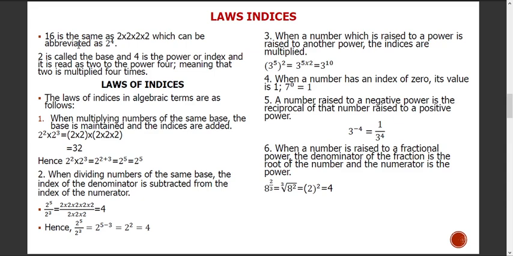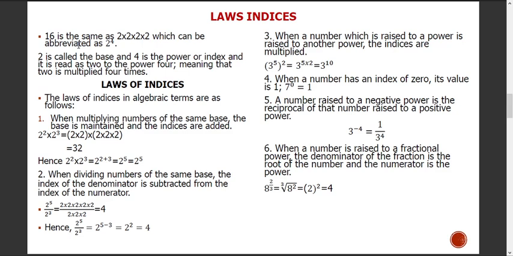So 2 to the power 4 is the same as 16. So meaning I can as well write 16 as 2 to the power 4. They all mean the same. So here 2 is the base and 4 is the power, or the index.